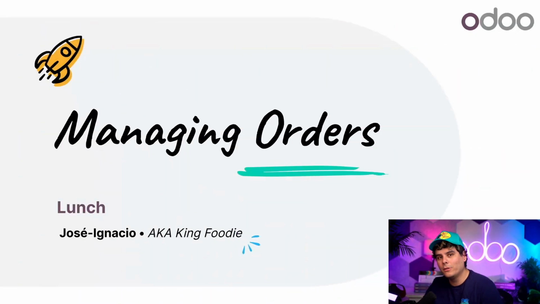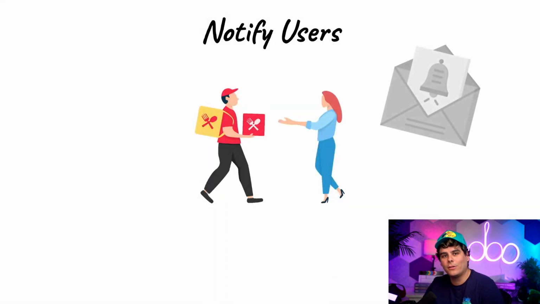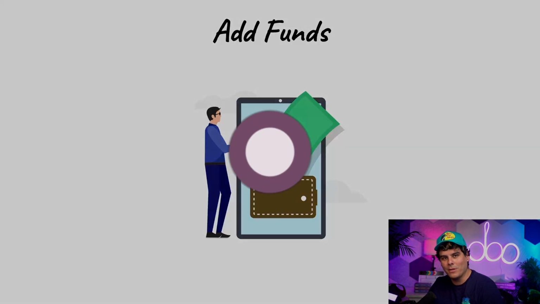Now, last time we learned how to place orders in Odoo's Lunch app. Today, we're going to see how lunch orders are managed. We'll see how we send orders, notify users their lunch has arrived, and also how to add funds to users' lunch accounts. Now, keep in mind, the only people who can manage orders inside of the Lunch app are users with administrator rights. So, enough chit-chat, let's jump into our database.